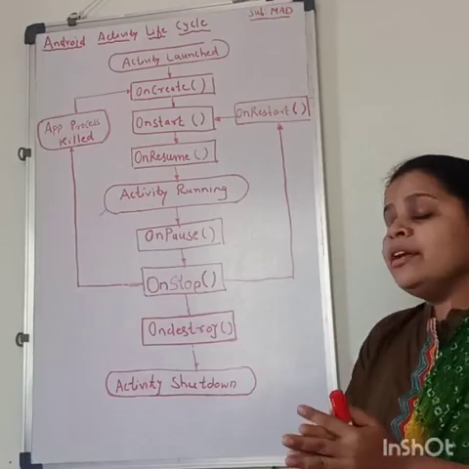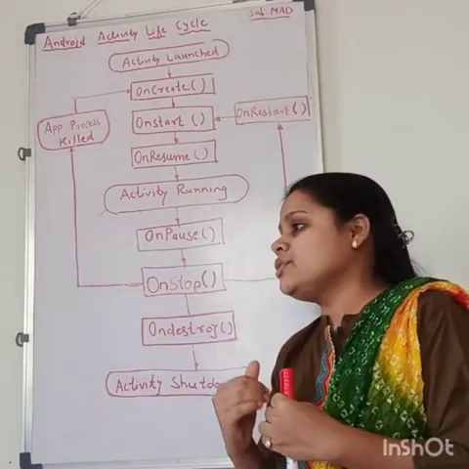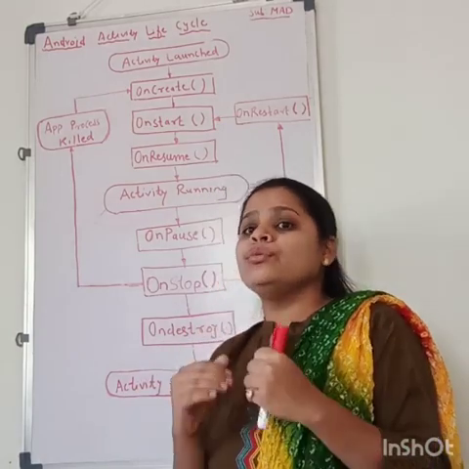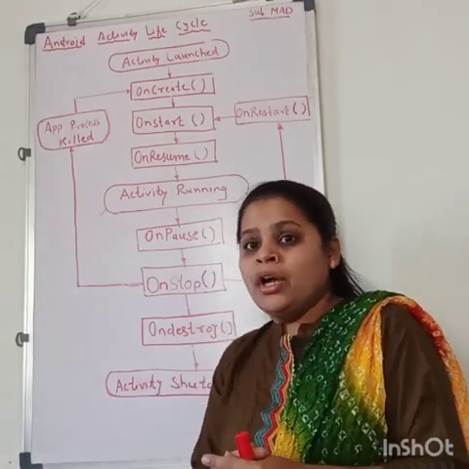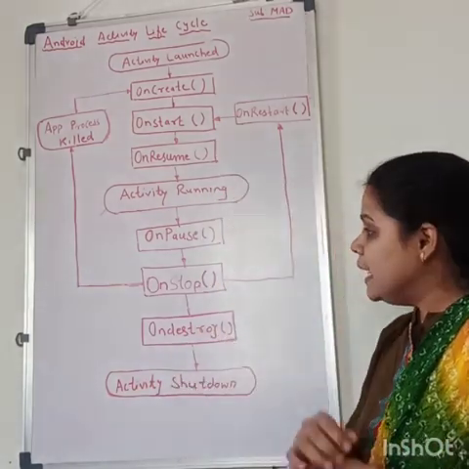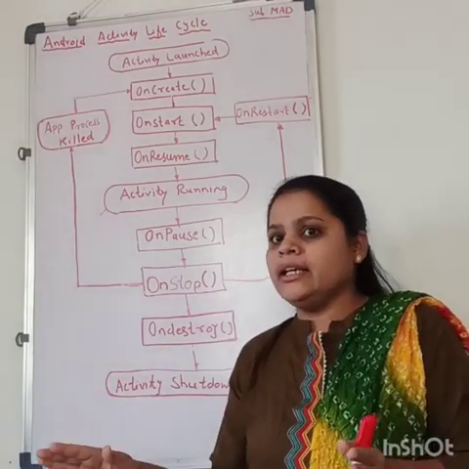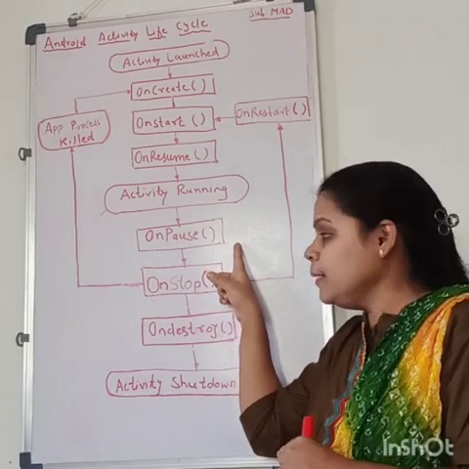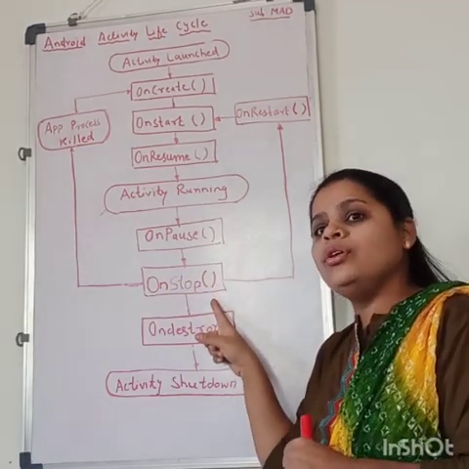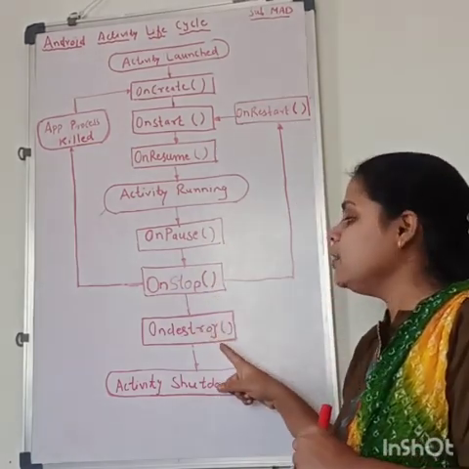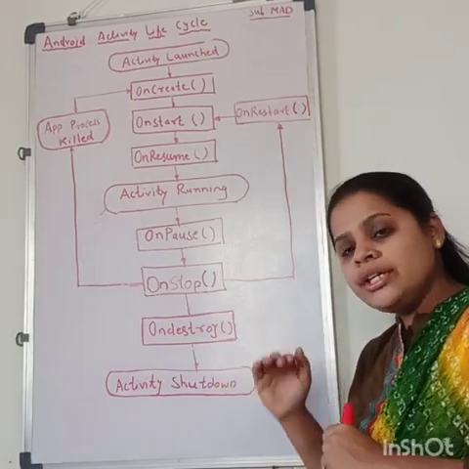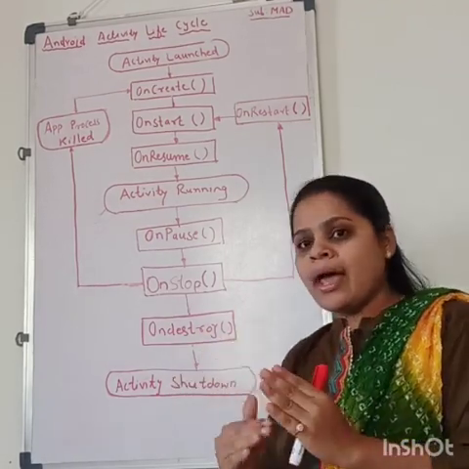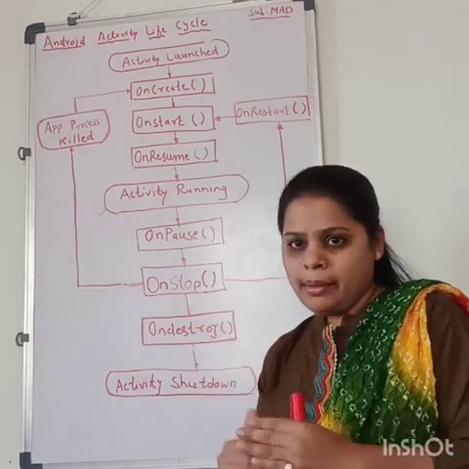Whenever you have finished your work with the activity and you don't want to use it anymore, now you want to close it. In that case, the activity is not directly closed. First of all, onPause is called to pause the activity. After that, onStop is called to stop the activity, and then onDestroy is called to destroy the activity from the memory. When onDestroy is called, your app is closed and it is out of the memory.